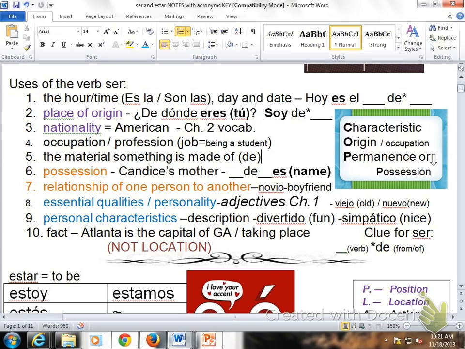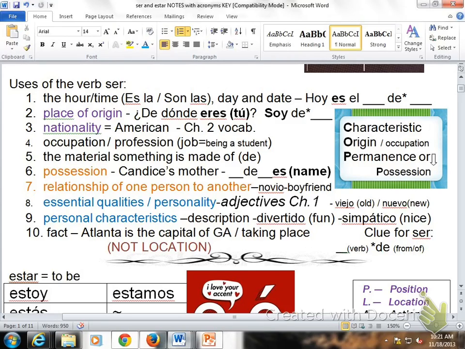Possession and relationship of one person to another, very similar there. Possession, if we were undoing the apostrophe S like we were doing last chapter, we always use de, and de is always a clue for ser. What does de mean? Of or from. From tells you about origin. Of is talking about usually possession or a relationship of one person to another. So he is her boyfriend, he is the boyfriend of her. We could use it different ways there. But usually any of your family words that we used last chapter, we're using with relationship, which would be a reason for ser.